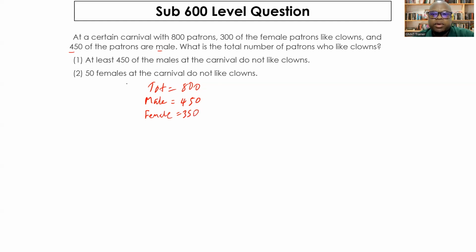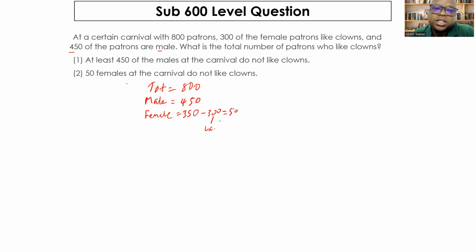So of this number, we've been asked to find how many like clowns. Here we've been told that there are 300 women who like clowns. So about 50 of them don't like clowns, because 300 like clowns. That's what we've been told. That will give us 50 of those who don't like. But as it is, it's a bit difficult to know exactly how to arrange them.